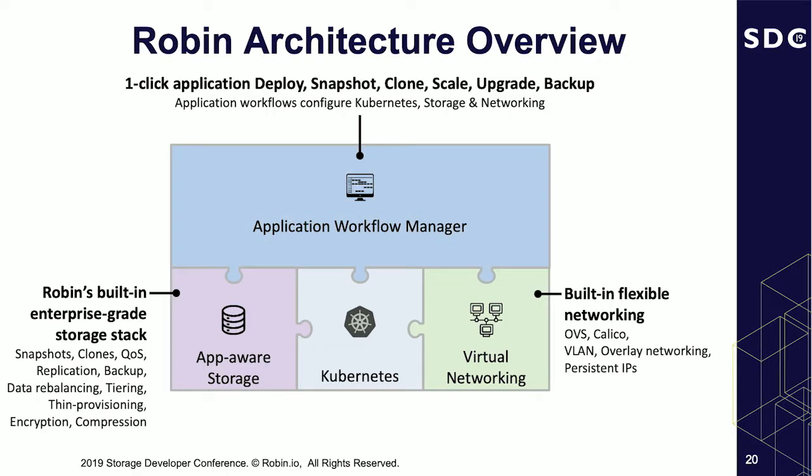We also provide a virtual networking stack which provides features like persistent IPs that some legacy applications still need to run on Kubernetes. We also provide features like VLANs and overlay networking to handle the complexities of the underlying network layer. On top of this, we add an application workflow manager, which combines the storage, compute, and virtual networking elements together, and provides one-click deployment and lifecycle management operations for complex stateful applications, right?